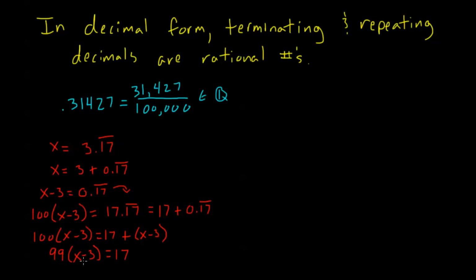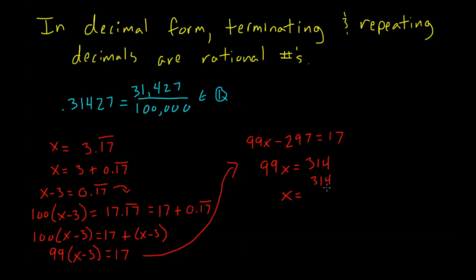Well, now I have this equation in x. I don't have any more repeating decimals. So from here we can very quickly solve for what x is as a fraction, can't we? Expanding out the left side, I get 99x minus 3 times 99, so that's going to be minus 297, is equal to 17. And I'll add 297 to both sides. I get 99x equals 297 plus 17, that's 314. And so I get x is equal to 314 over 99.